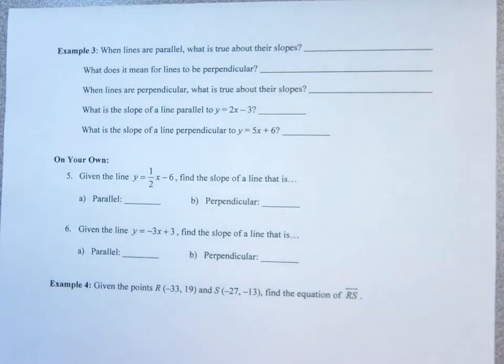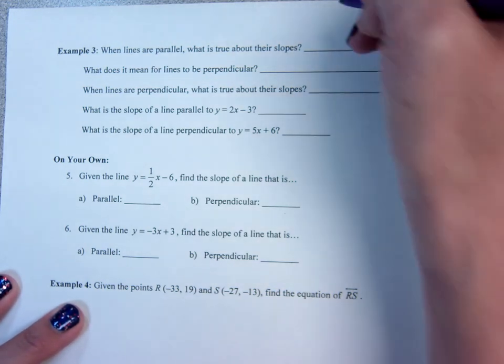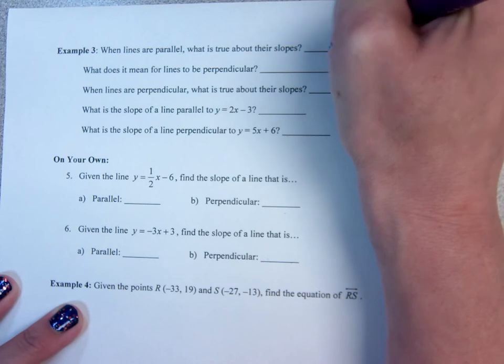For example 3, we're focusing on parallel and perpendicular lines and what that means, particularly for our slopes. When we look at number 3, the first question, when lines are parallel, what is true about their slopes? If they are parallel, they are running alongside each other, they do not intersect, their slopes should be the same.